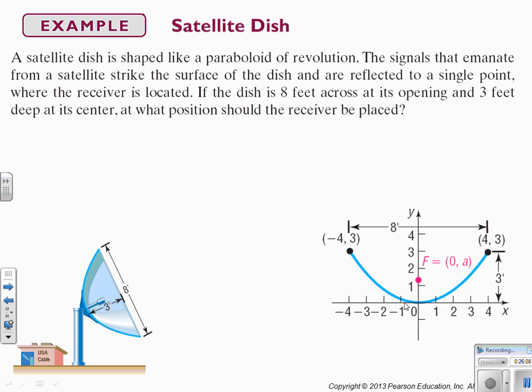We know that at 3, we are 8 feet across, so points (-4, 3) and (4, 3) are on the parabola, because from here to here is 8 all the way across. So this is a pretty accurate representation of our satellite dish. We want to put our focus at (0, a).